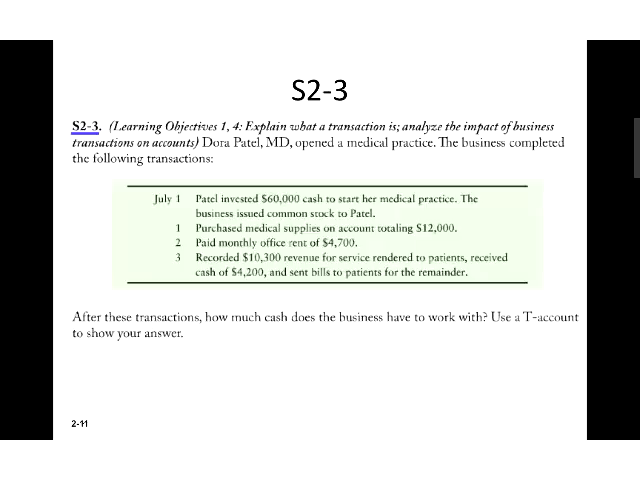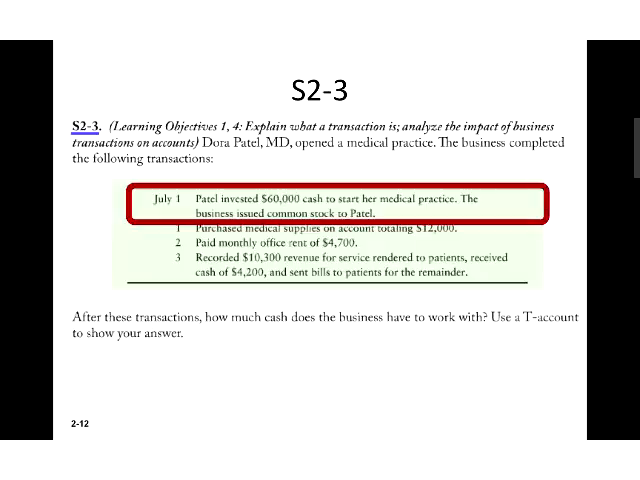And when I look through this problem, typically when you tackle a homework problem or a question in general, I like to look at what's being asked here. It says, after these transactions, how much cash does the business have to work with? Okay, so we are looking for how much cash the business has. And it says use a T account to show your answer. That's kind of secondary, and we'll talk about that coming up. But we're looking at how much cash the business has to work with.